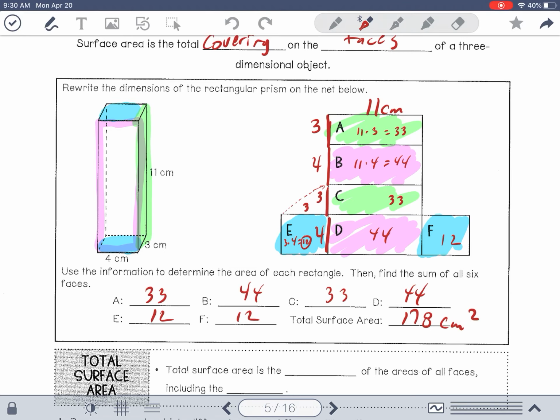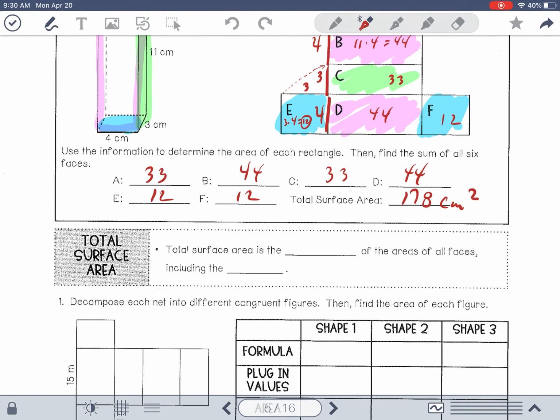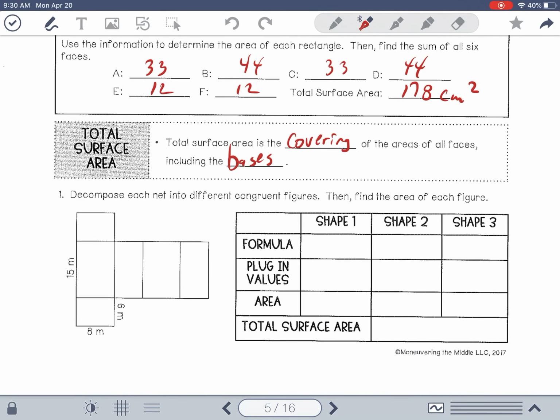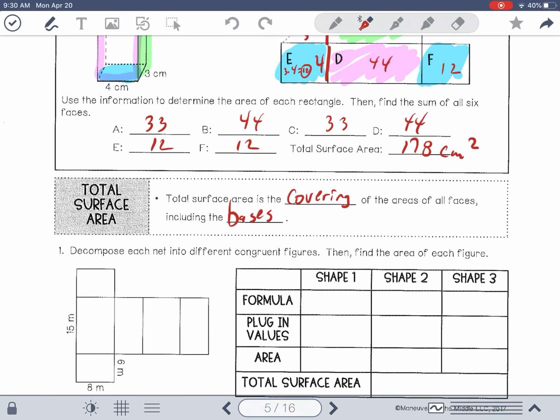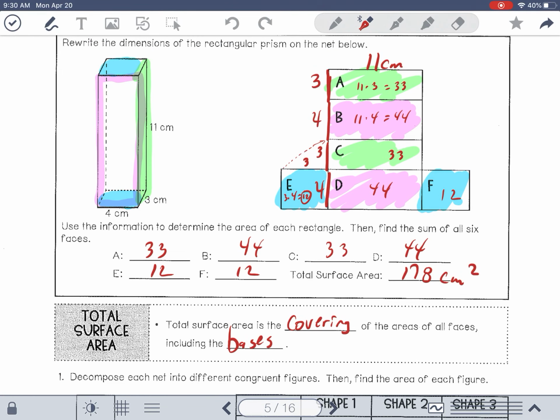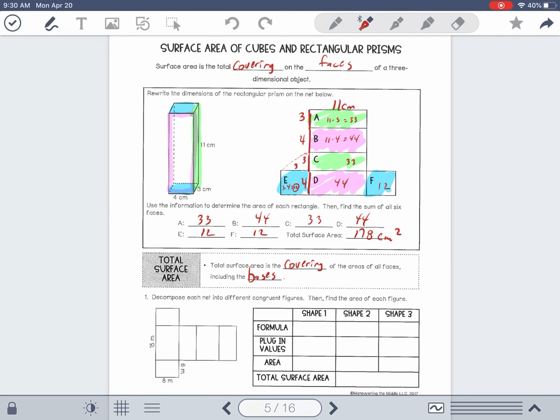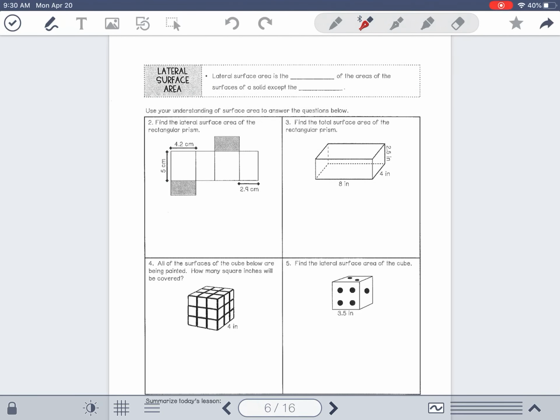Okay, so that's what we have to do for each one of these figures, is find the total surface area. So the total surface area is the covering of the area of all faces that include the bases. All right, and so I'm going to go through very quickly. Basically, I just did a rectangular prism. But when you break it up, you've got to look through that. So I'm not going to do that example on the bottom because I did the example on the top. Okay, so that's the rectangular prism.